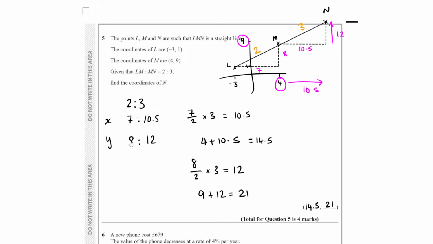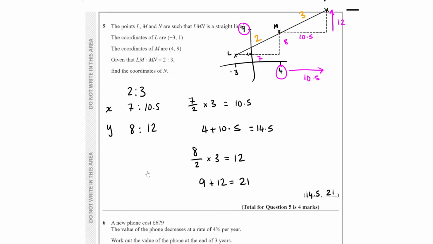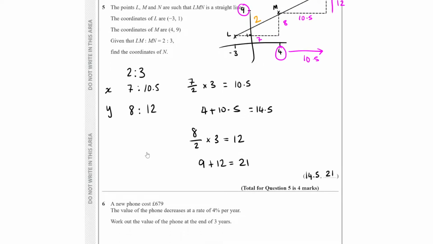Do you see how I'm not using Pythagoras? I'm not kind of worrying about a diagonal because I think that's quite complicated. I'm just going to split it into x-axis, y-axis, horizontal and vertical measurements.